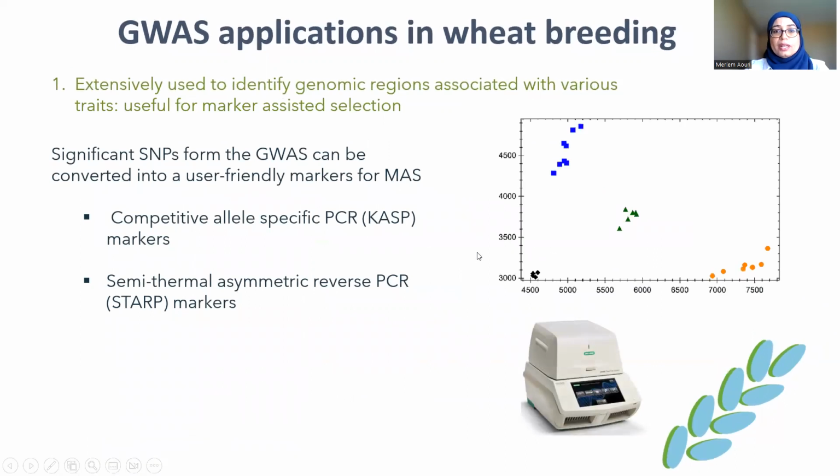So once you identify significant markers that are associated with your trait of interest, and especially if these markers have large effect, then they can be converted into user-friendly PCR markers like competitive allele-specific PCR markers, the KASP markers, or semi-thermal asymmetric reverse PCR markers, the STARP markers, where you can distinguish between the two homozygote groups and the heterozygote group by simply running PCR.